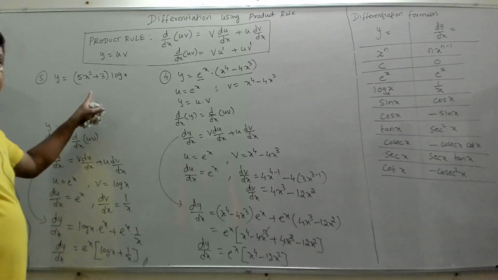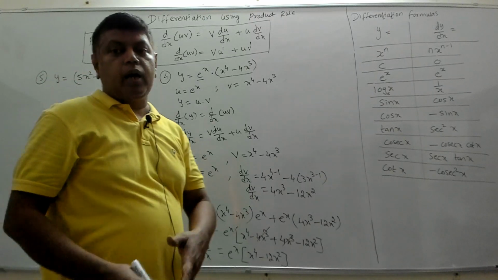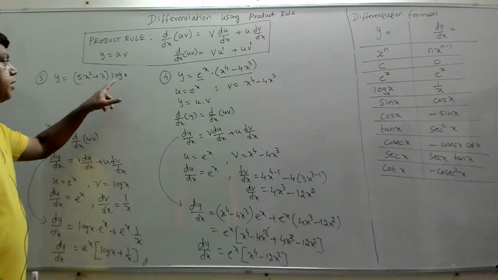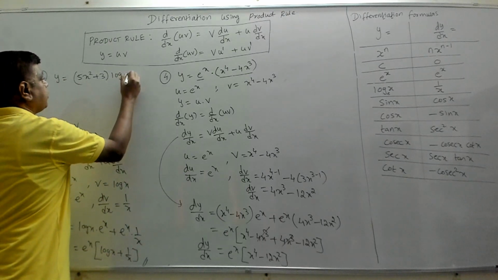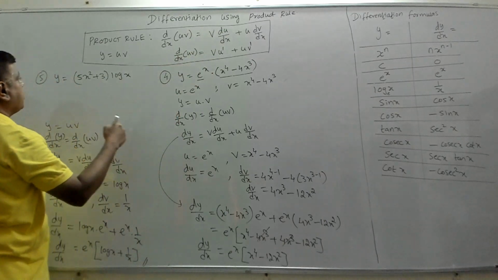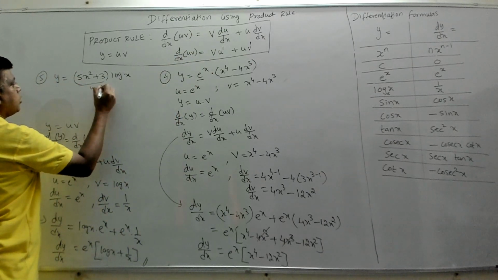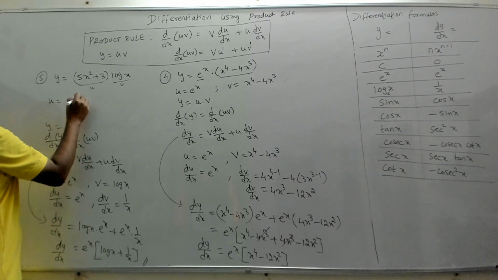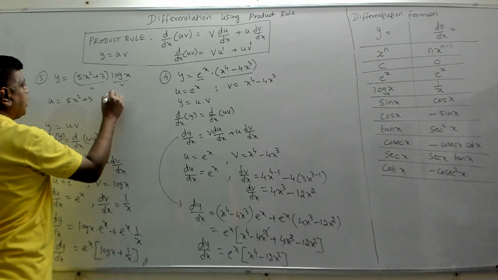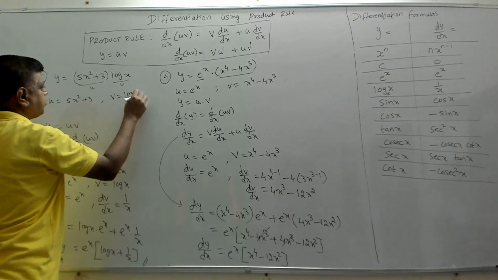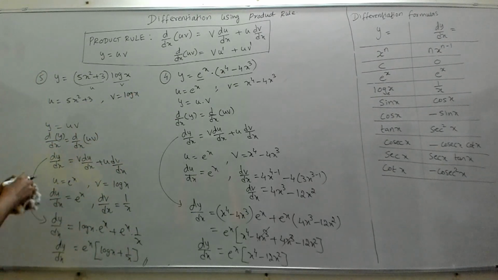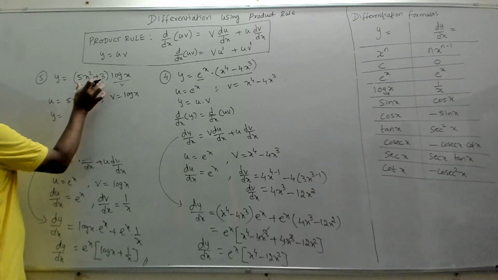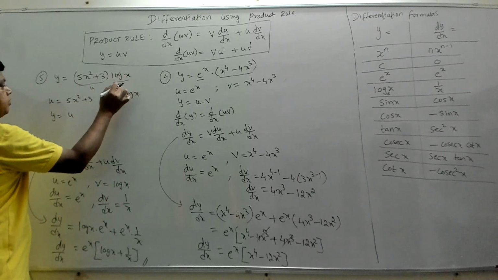Now again we have to do the differentiation of this function. Again what we observe, this function is a product of two functions. So whenever it is a product of two functions, we have to go for the product rule for differentiating. So we'll take this as u and this as v. So our u is 5x square plus 3, our v is log x. Then y becomes u into v.